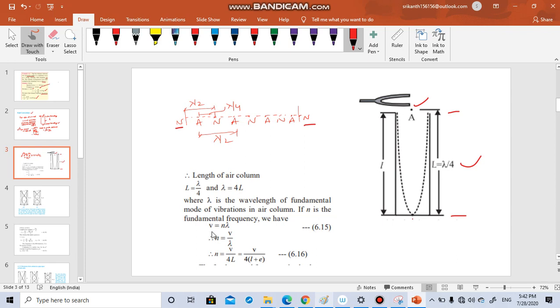So you can use V is equal to n lambda. Okay. L is equal to lambda by 4. You can get the wavelength. What is this wavelength? This wavelength corresponds to the fundamental frequency. So you know the lambda value. Okay. So we can find out the frequency. Let us say we know the velocity, then we can find the frequency. What is frequency? V upon lambda. So lambda value is 4L. So V by 4L. But what is L? L plus E, because one end is open, another end is fixed.